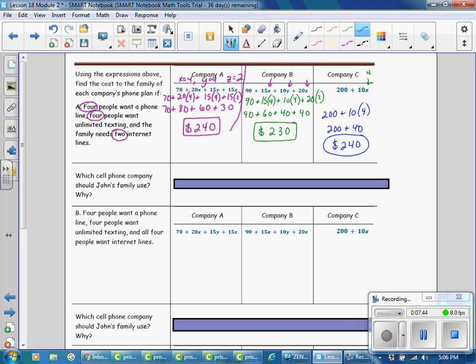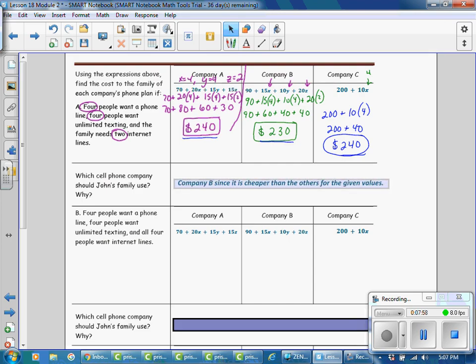So which cell phone company should John's family use and why? Well, look at the three values: 240, 230, and 240. Would you want to pay more or less? We will use company B since it is cheaper than the others for the given values.